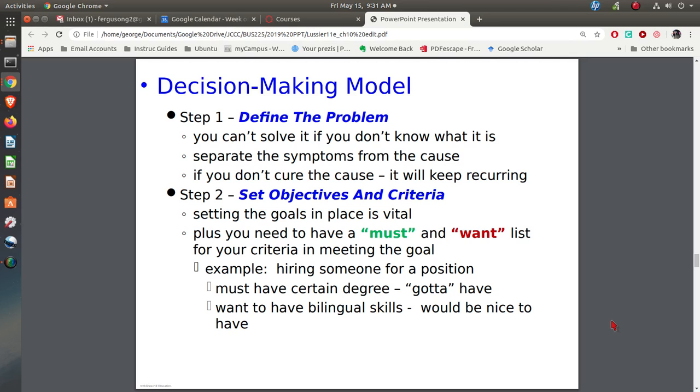Very first step, define the problem. My father taught me a problem well defined is a problem half solved. You need to make sure that you have clarity as far as what the real problem is. Where it says here, separate the symptoms from the cause. You go to the doctor. Doctor says, what's wrong? You start giving the doctor symptoms. The doctor then has to figure out what the cause or what the disease is.